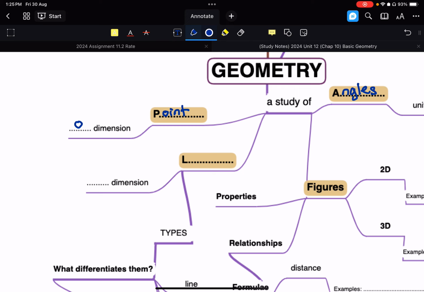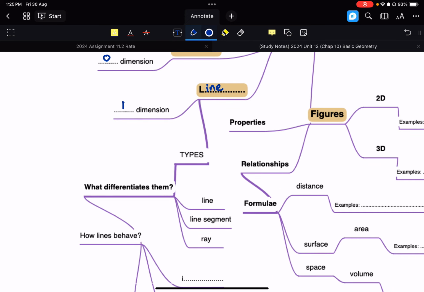Then, of course, when we have the concept of points and we visualize them lining up together, we create something called a line. A line is what we call a one-dimensional mathematical object. When it comes to lines, there are a couple of different types, right? We talk about the line. It has no beginning and end.